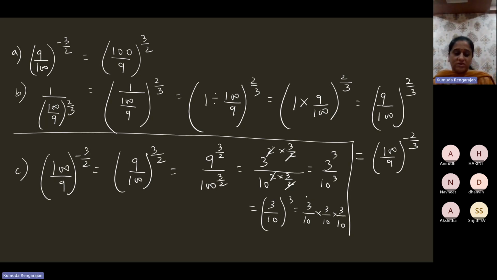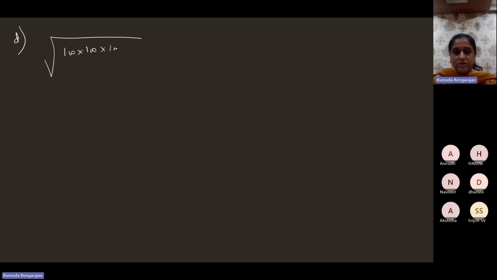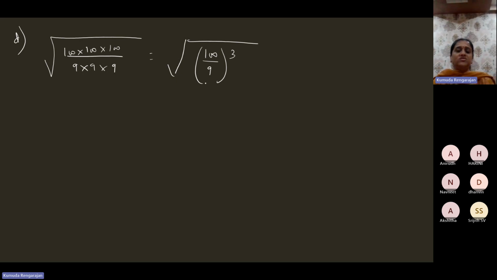We'll also work option D. So option D, we have root of 100 into 100 into 100 by 9 into 9 into 9. So we have square root of 100 by 9, the whole cube. Agree or disagree, children?